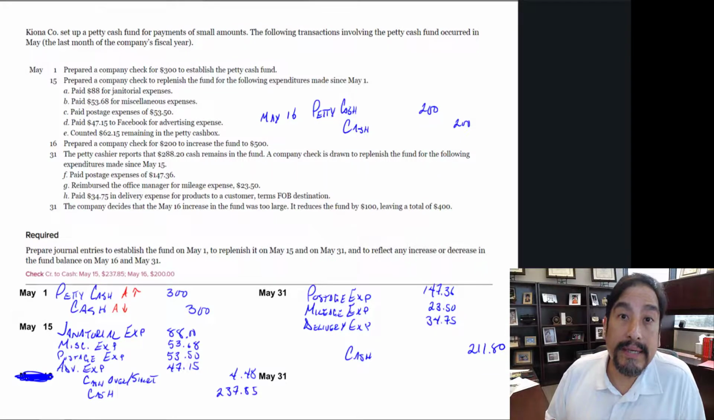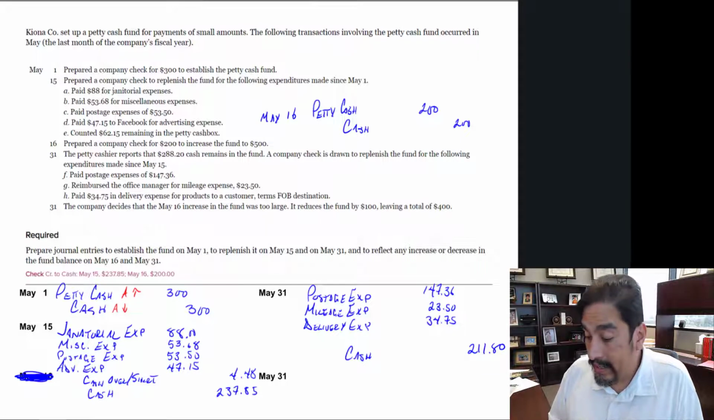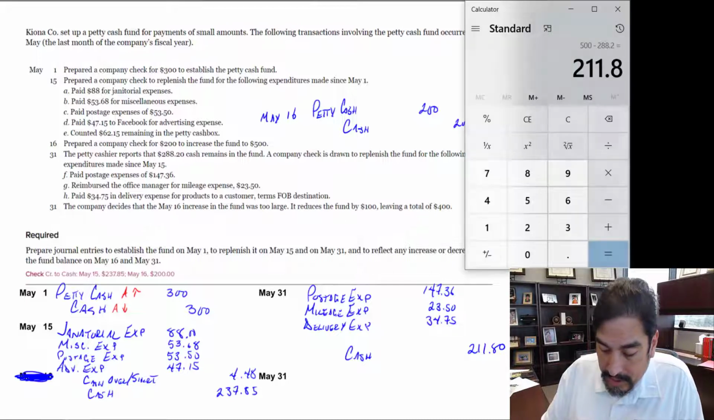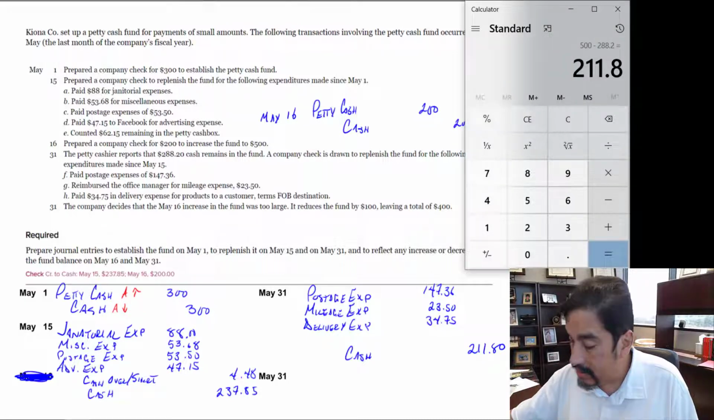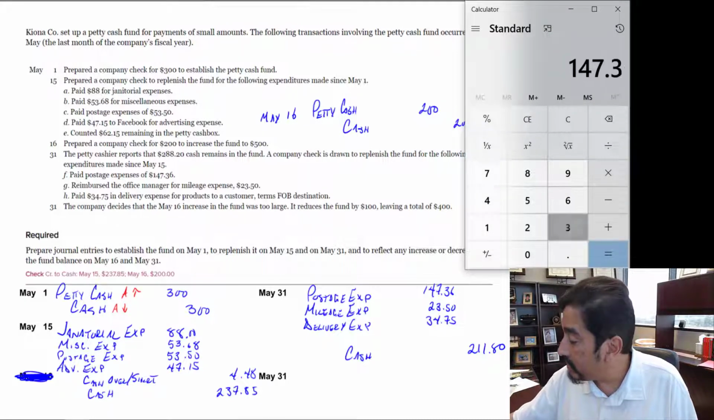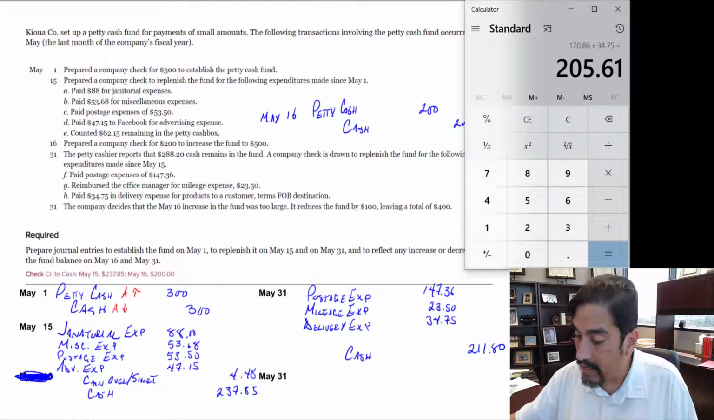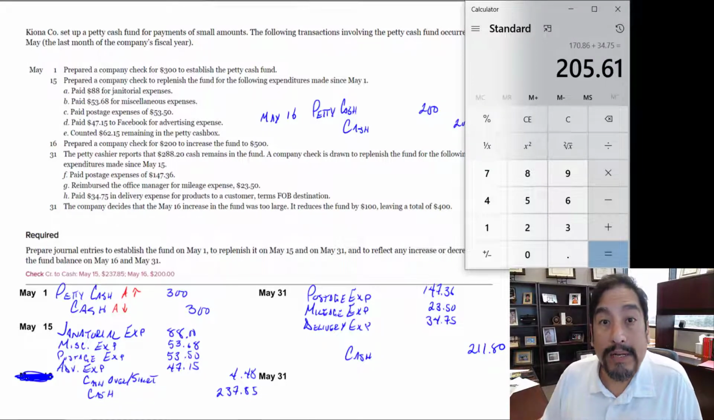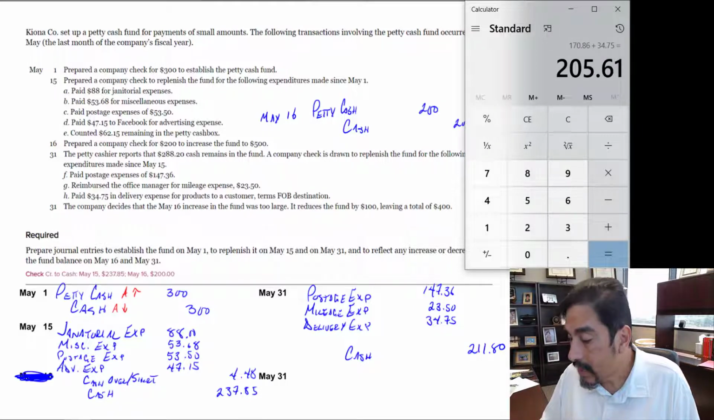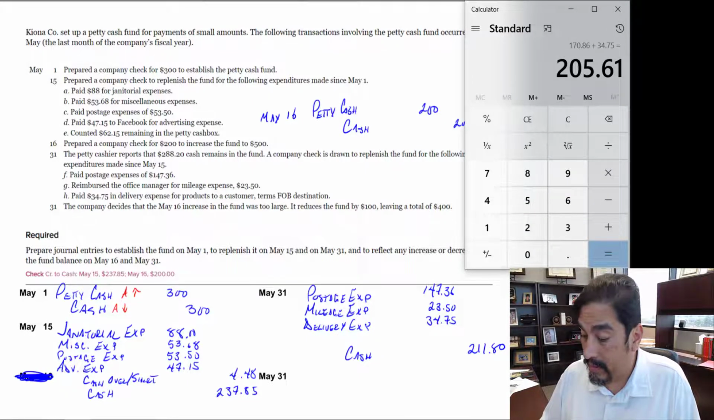Now we check to see if the journal entry is in balance. So I'm going to add up my debits: 147 and 36, 23.50, 34.75. My debits and my credits do not match. I am going to need another debit for the difference between my debit side, 205.61, and my credit side, 211.80.